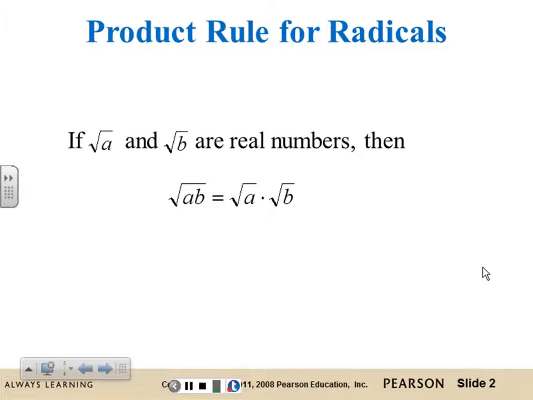Product means to multiply. So the product rule for radicals basically says, if the square root of a and the square root of b are real numbers, then the square root of a times b can be broken out to the square root of a times the square root of b. These two mean the exact same thing. I can go from here to here, and I can go from here to here. So these are equivalent.